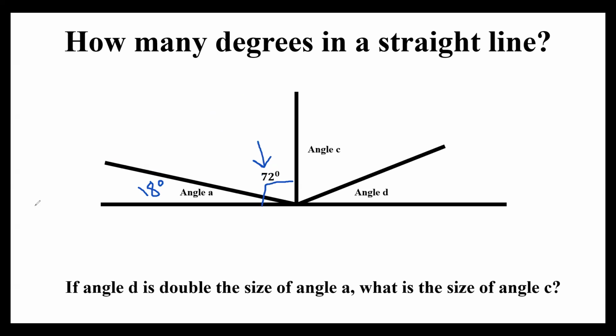Now, go back to the question. It says, if angle D is double the size of angle A, well, let's stop there. Angle A is 18 degrees. So what it's saying is angle D must be 36 degrees. What is the size of angle C? Well, I can work this out now. Angle C must be 54 degrees, because 54 degrees plus 36 degrees gives me 90 degrees. And I know that, have a look here, angle C and angle D must add up to a right angle, 90 degrees, okay? So well done if you said that.